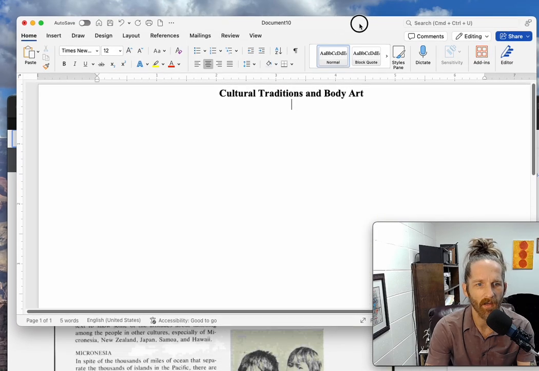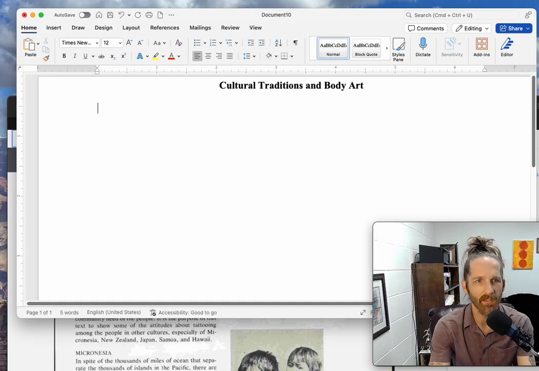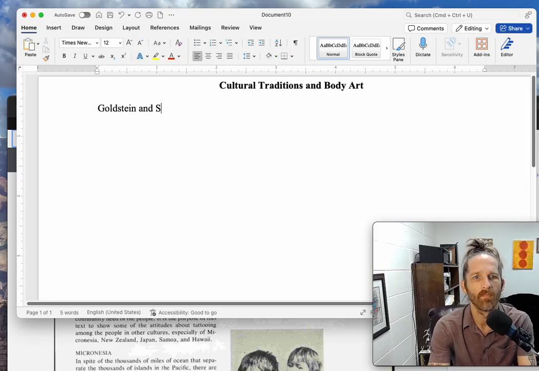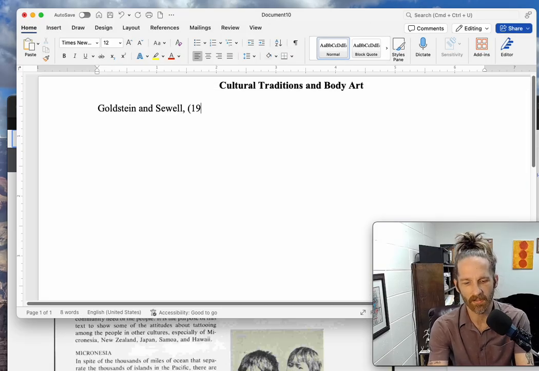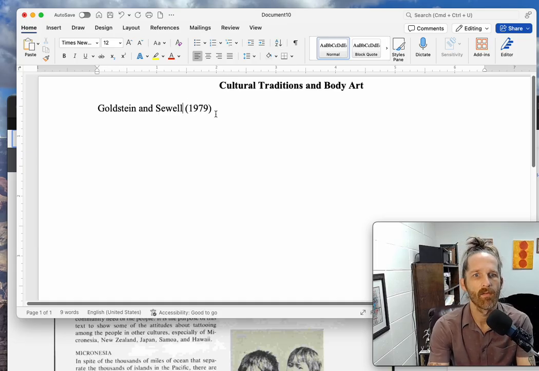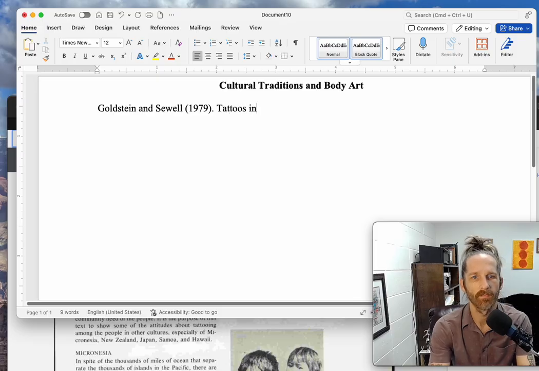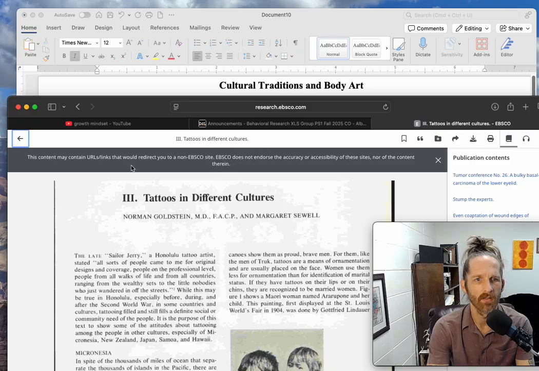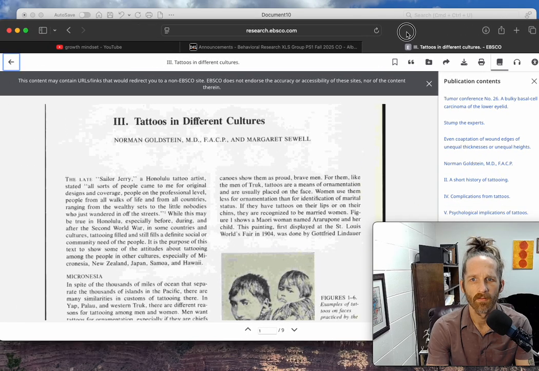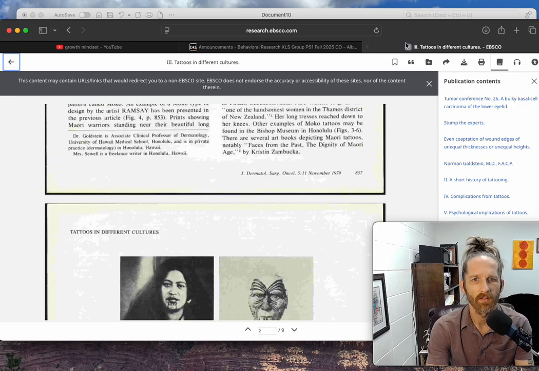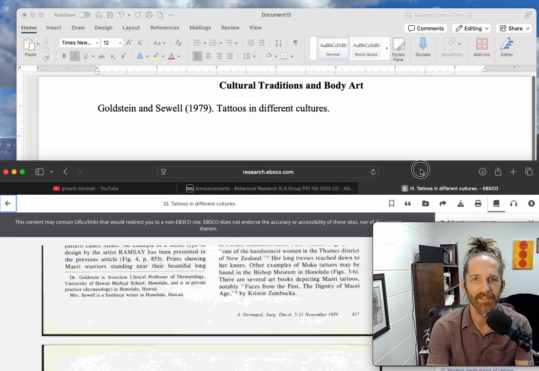And since we're just at the very beginning stage, all I want to do is, this is written by Goldstein and Sewell. I think it was 1979. The title was Tattoos in Different Cultures. It was published in Journal of Dermatological Surgery and Oncology.